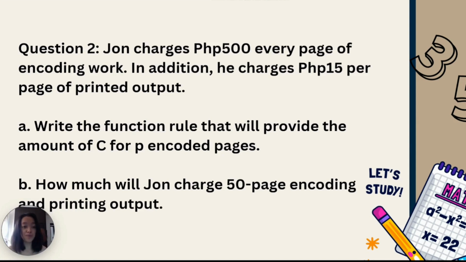Next is question 2. John charges 500 pesos every page of encoding work. In addition, he charges 15 pesos per page of printed output. A. Write the function rule that will provide the amount of C for P encoded pages. And how much will John charge for 50 pages of encoding and printing output?